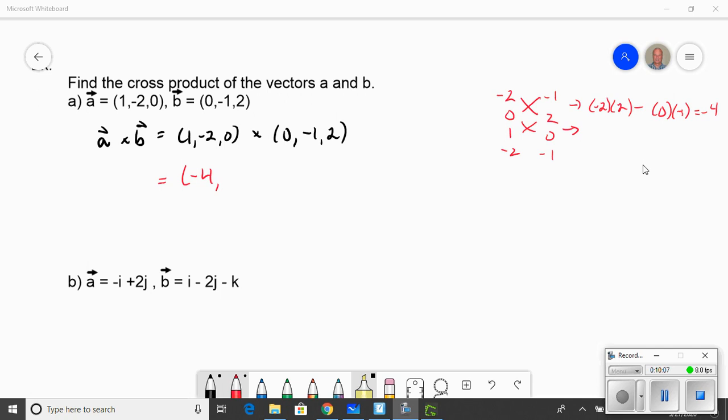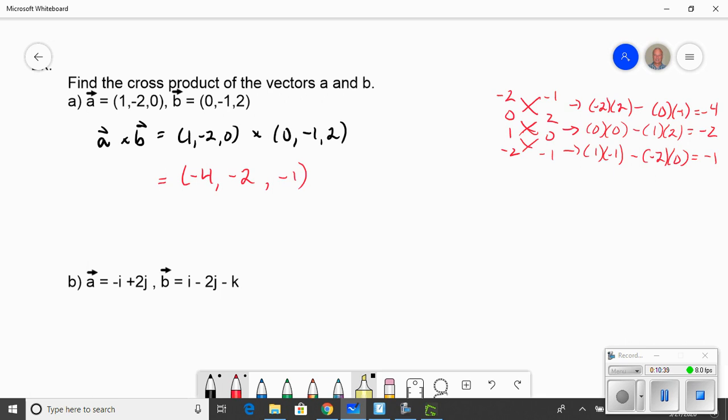So the next component, the y component of my cross product, is 0 times 0. Okay, subtract 1 times 2. And 0 times 0 is 0, so take away 2 is negative 2. That goes over here. And then my last component is 1 times negative 1. Okay, take away negative 2 times 0. And that'll be negative 1. And that is my cross product.